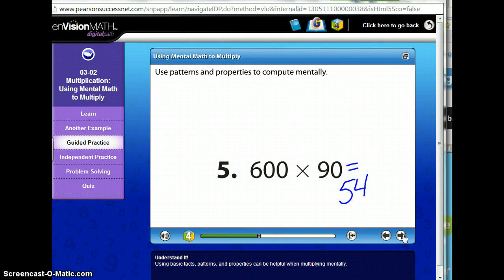So 54, how many zeros, Eileen, do I put into the answer? Why 2? 3. There were 3 in the problem. 54,000 is our answer.